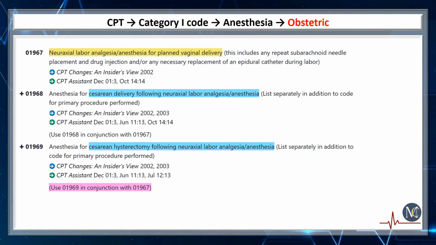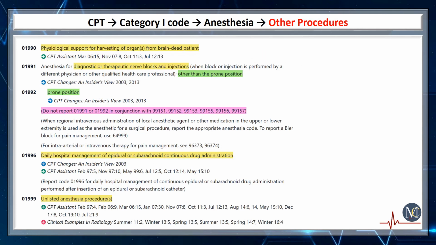First add-on code is 01968. Anesthesia for cesarean delivery following neuraxial labor analgesia or anesthesia. List separately in addition to code for primary procedure performed. Use 01968 in conjunction with 01967. Next add-on code is 01969. Anesthesia for cesarean hysterectomy following neuraxial labor analgesia or anesthesia. List separately in addition to code for the primary procedure performed. Use 01969 in conjunction with 01967. The next and last category of CPT anesthesia is other procedures.